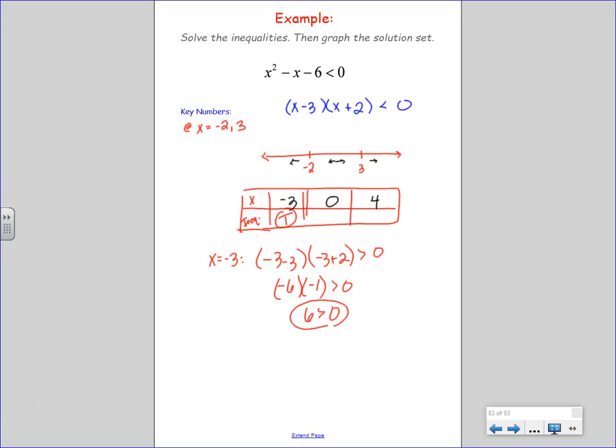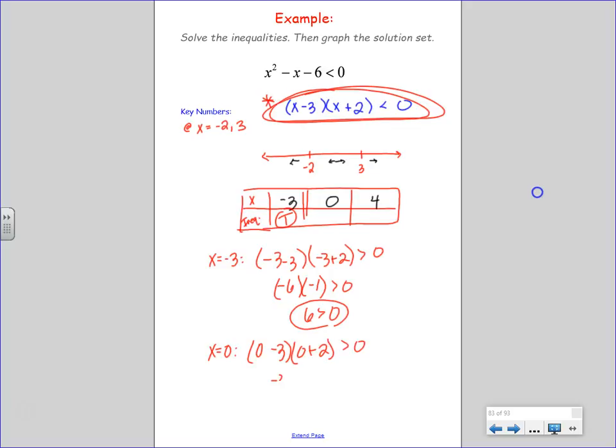Then I'm going to go ahead and plug in 0. For x equals 0, remember I'm plugging into my original inequality up here and asking myself true or false. 0 minus 3 times 0 plus 2 greater than 0. I end up with -3 times 2 greater than 0, -6 greater than 0. Is that true? A definitive no. So that one is false.